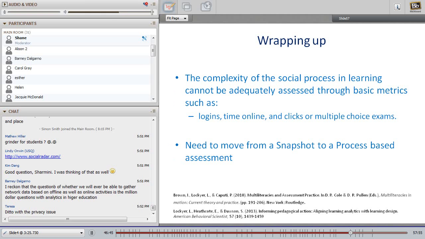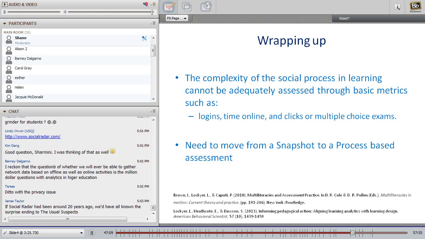Just to wrap up in the final few minutes, it taps into Barney's area about the offline and online, but the complexity of the social process and learning won't be adequately assessed through basic metrics such as a quick log on, time online, clicks, or multiple choice exams. We need a more process-oriented view of assessment so that we're building learner profiles and building up data sets that map across and show changes.